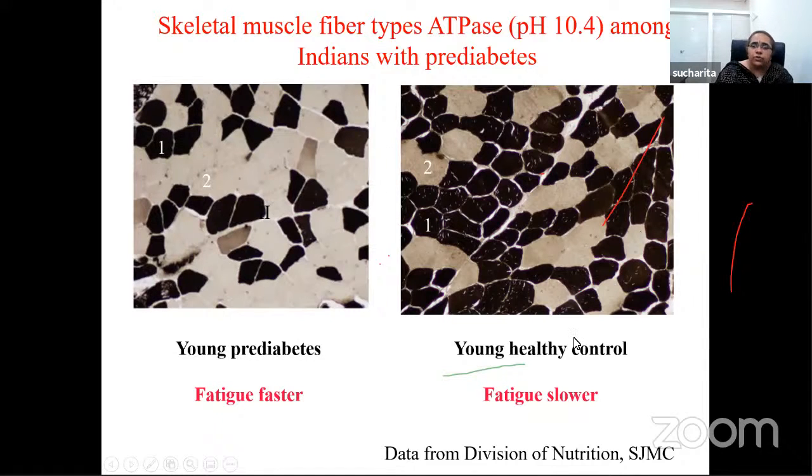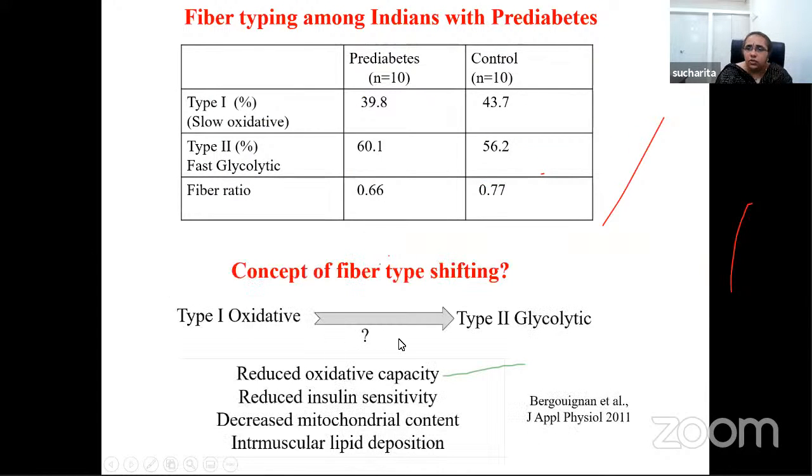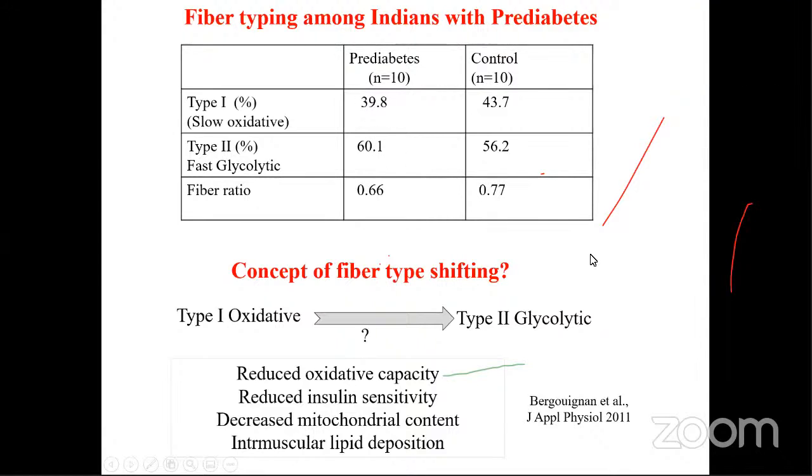So why is it important to look at fiber types? Because if you have more oxidative fibers, then the fatigability is much slower compared to glycolytic fibers, where the fatigability is much faster. We still have to look at whether, after the exercise program, they were able to shift from glycolytic to oxidative fibers. But in the cross-sectional data, when we looked at pre-diabetes versus control, we found that the pre-diabetes group seemed to have more glycolytic fibers compared to oxidative fibers.